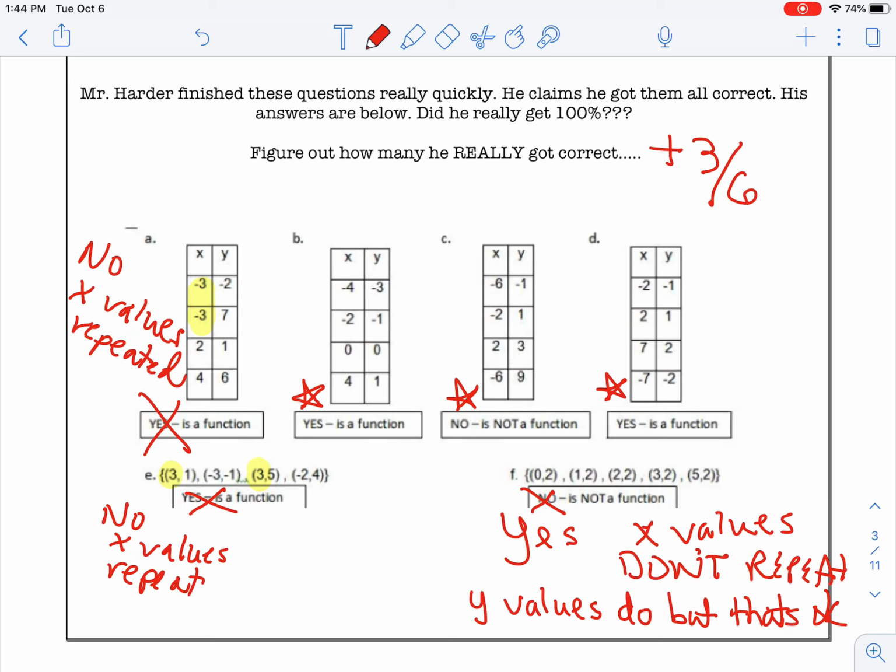And in letter F, Mr. Harder said, no, it's not a function, but it is, because if you take a look at those x values, they are 0, 1, 2, 3, and 5. They do not repeat, so it is a function. The y values do repeat, but that's okay. We are only concerned about if the x values repeat.